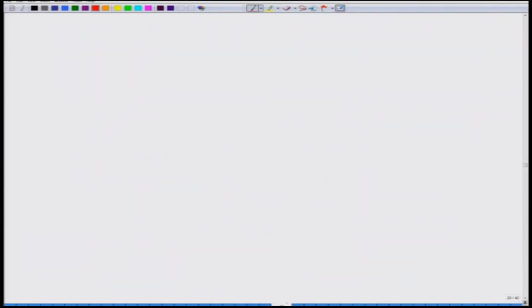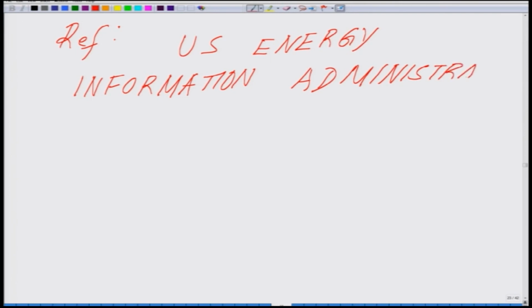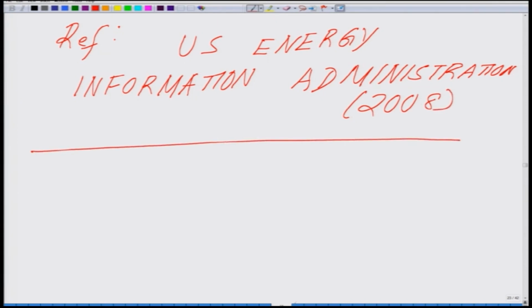Next from here we will move on to the reference you can use to know a little bit more about it, which will be the US Energy Information Administration of the year 2008. Okay, so this is the reference from where I am quoting all these things.